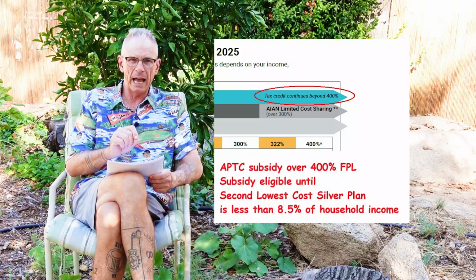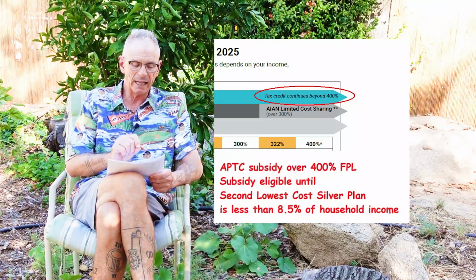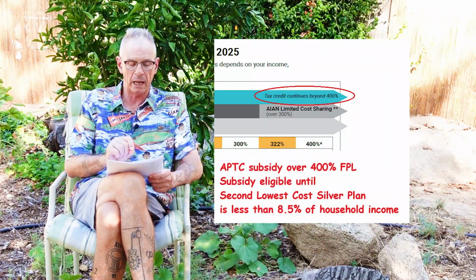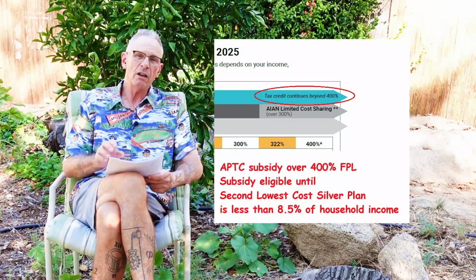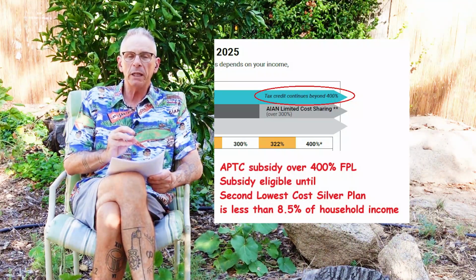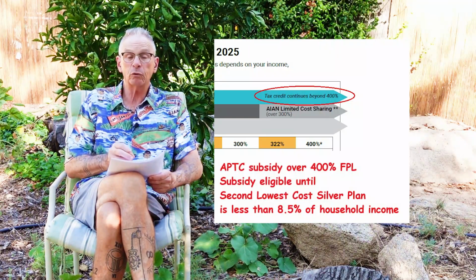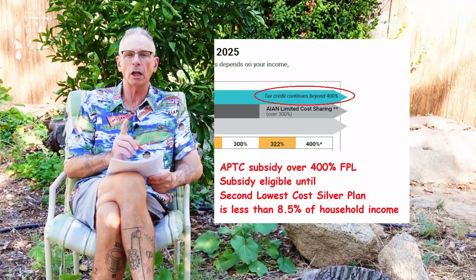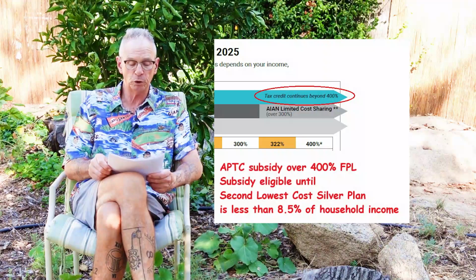And the benchmark plan for calculating the subsidies is the second lowest cost silver plan, SLCSP. So that is the key. That's the benchmark. And if the household income is over 400% of the federal poverty level, the way the ACA reads is that you should be paying no more than 8.5% for the second lowest cost silver plan. So that 8.5% is the consumer responsibility.